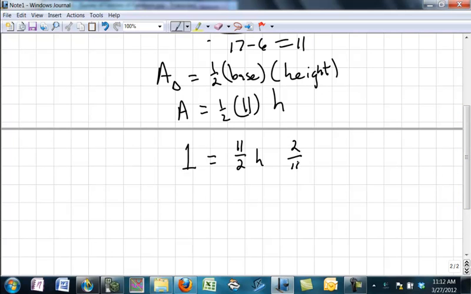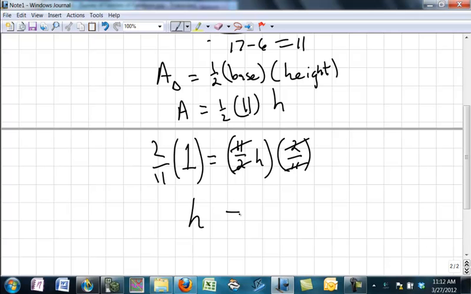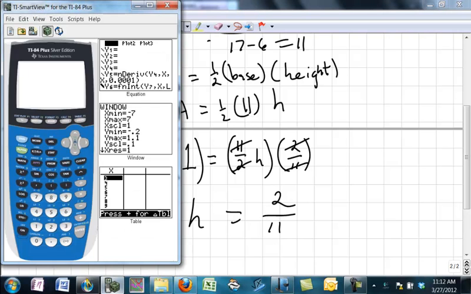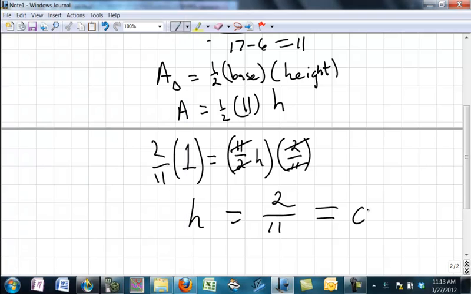If we multiply both sides of this equation by 2 elevenths, the 2 and the 11 cancel, and we get h is, well, 2 elevenths times 1 is 2 elevenths. So that's the height of the curve. If we wanted to do a decimal approximation, we can use our calculator. Let's try that again. 2 divided by 11. And we see that that's actually 0.18 repeating. 1818, etc., etc.